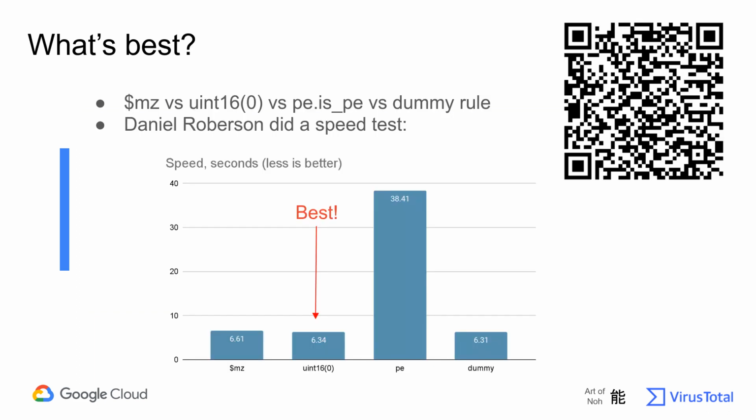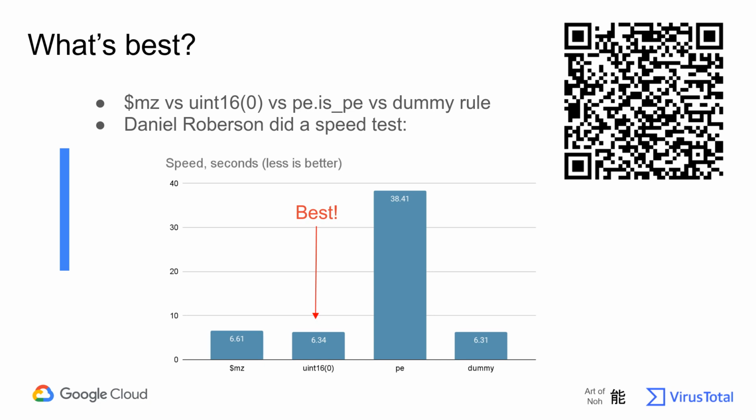Now, there's an interesting catch here. I see that some of you are saying that you actually prefer using pe.is_pe. And there's a very interesting test that was implemented by Daniel Robertson. I don't know if he's actually over there right now in the webinar with us, but if he is, thank you for doing this test. As I was about to do it by myself, I found his work. He checked with a large collection to see what is the fastest, most efficient way of testing for the header. He discovered that, on average, his empty dummy rule was taking about 6.31 seconds.